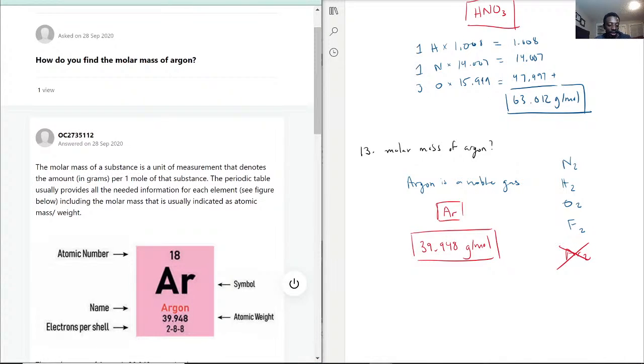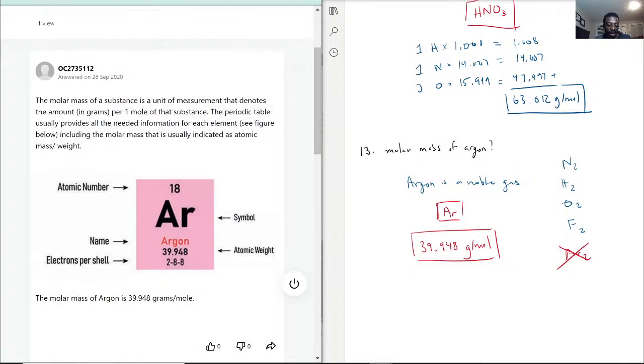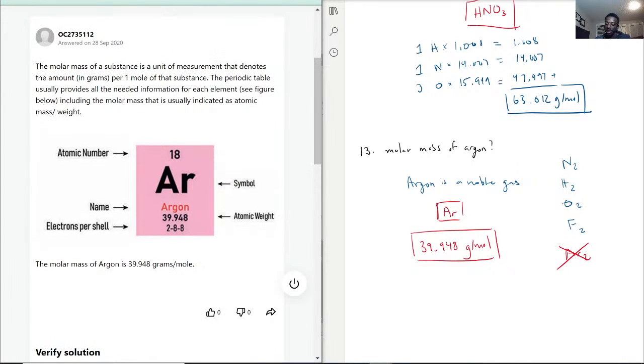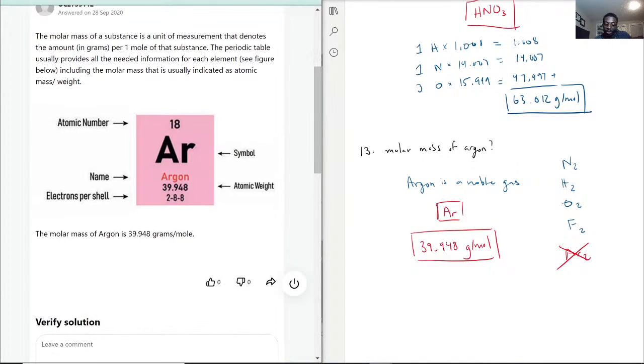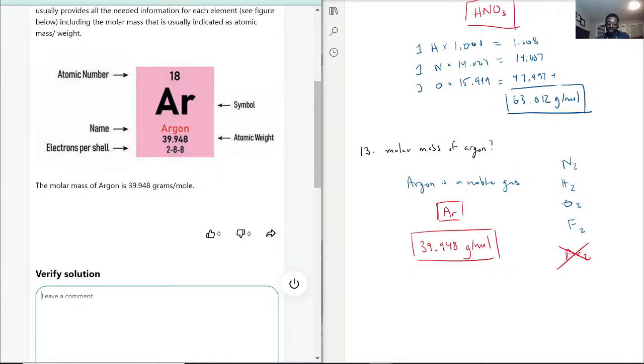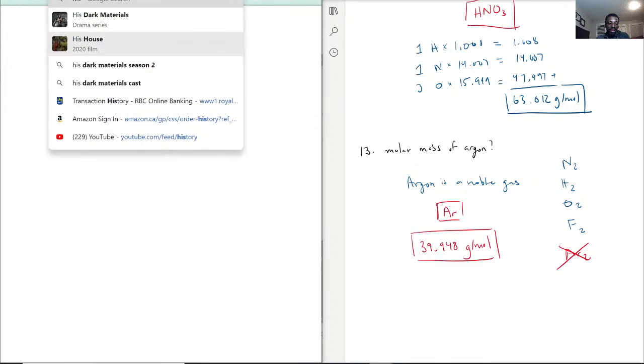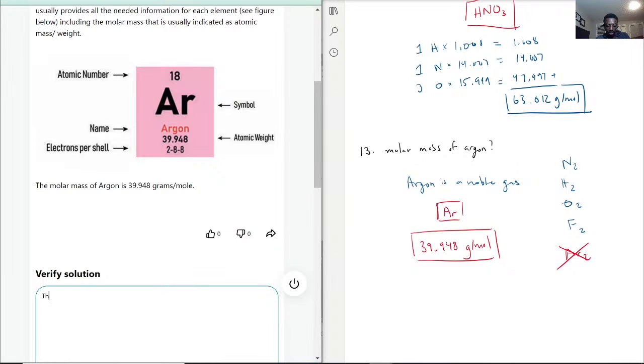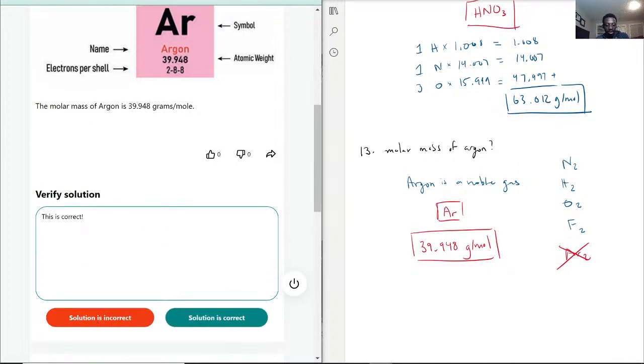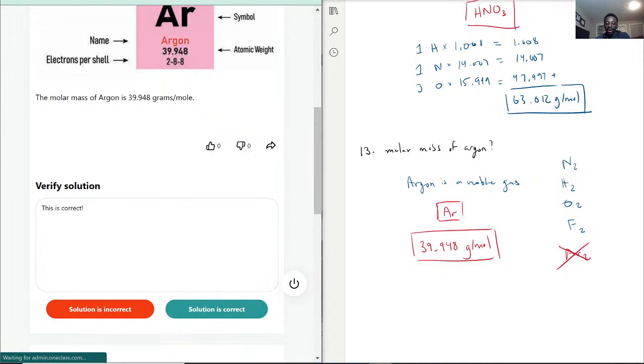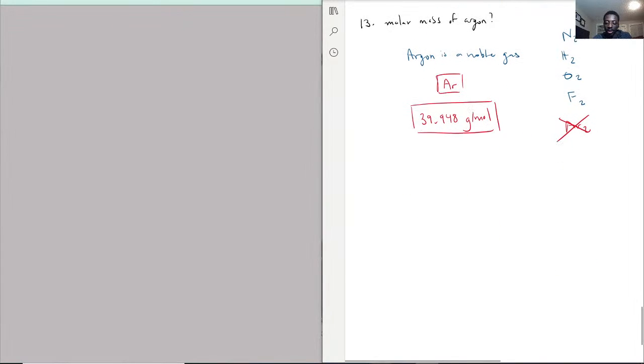So let's see what they say here. Exactly, they're pointing at the atomic weight, and they say that based on the atomic weight, that's the molar mass of argon. The trick here is really just knowing that it's a noble gas. So this is correct. Okay, now let's move on to question 14.